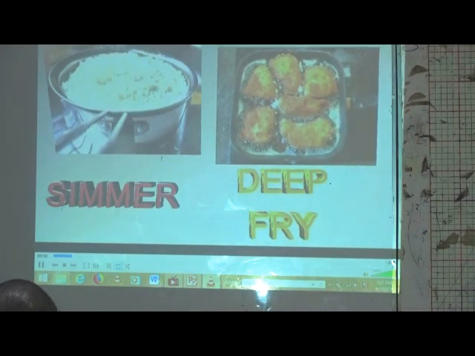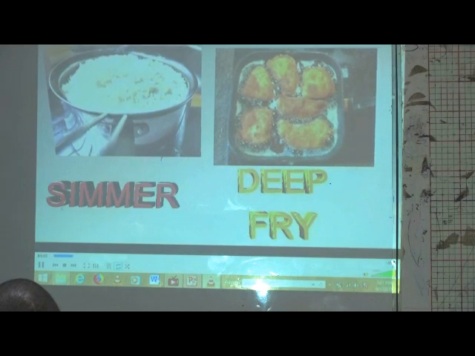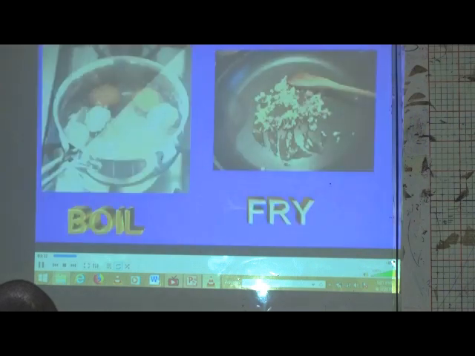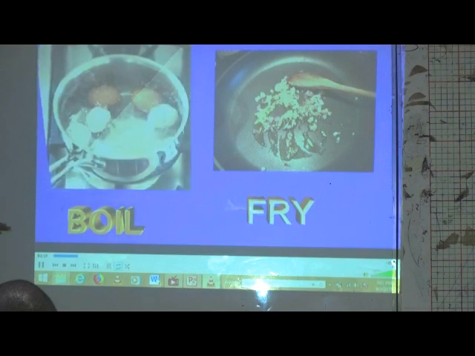Simmer, you let it boil for some time. And always you put a lid so that it simmers. Deep frying, you use hot oil to deep fry. Other terms is boiling, like we have boiling eggs here. You understand the meaning of boiling?